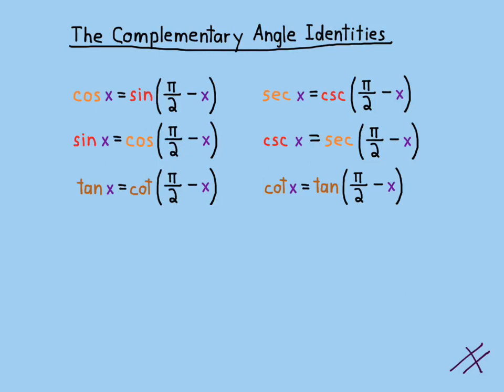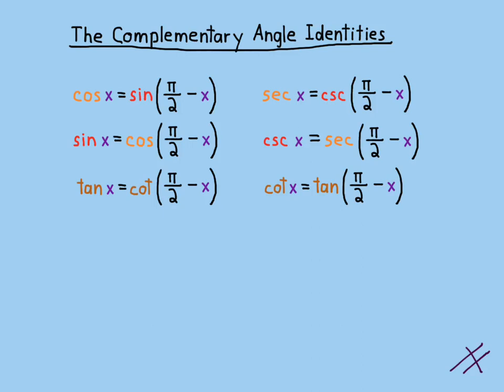So you'd have to know which one's paired with which. Cosine and sine are paired up. Tangent and cotangent are paired up. And secant and cosecant are paired up. And notice the inside, on the right-hand side, the inside of that trig function is always pi over 2 minus x. It's always the same thing. Not x minus pi over 2. Pi over 2 minus x, that's the complementary angle of x.